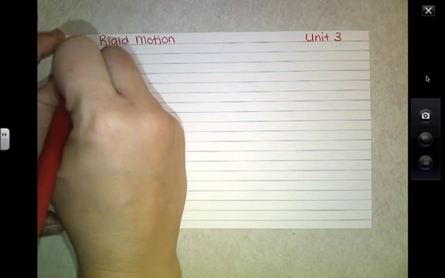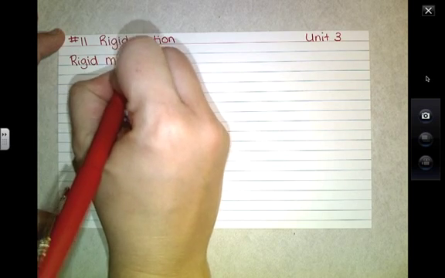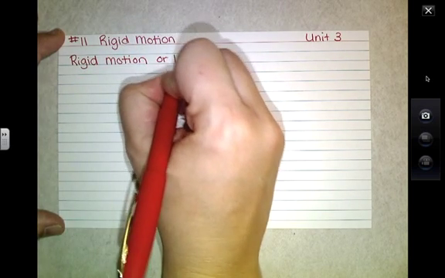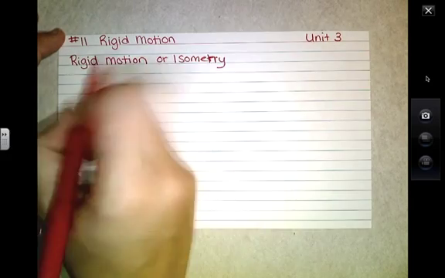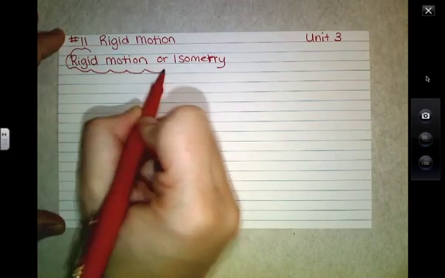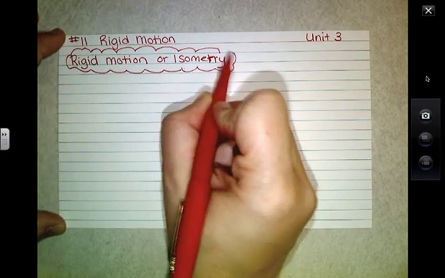There's another phrase that we can use as just a word for rigid motion, and that's called isometry. I don't know if you guys have heard that word before. It's pretty fancy. Okay, so we're going to say rigid motion or isometry. These words are interchangeable, and we'll probably use rigid motion more than we'll use isometry, but isometry is, again, interchangeable here. So what does this mean?